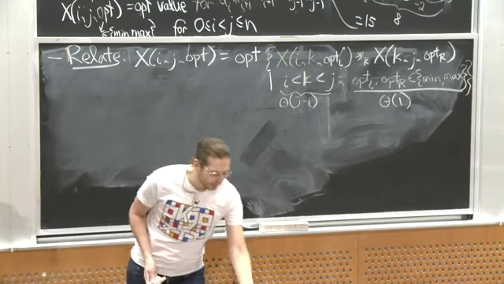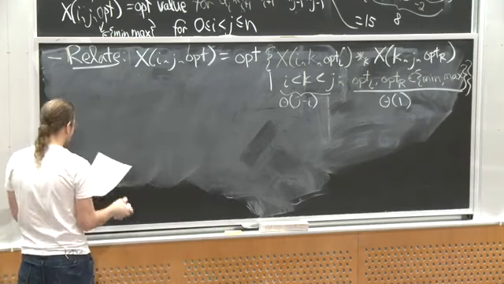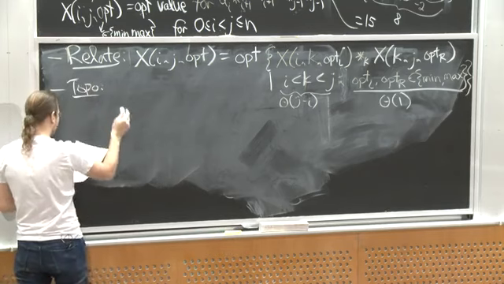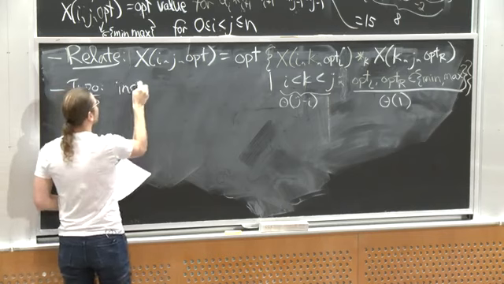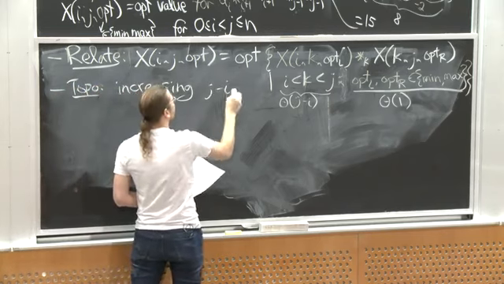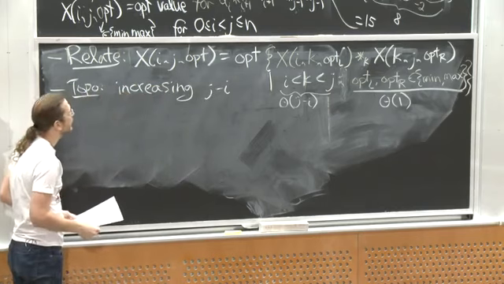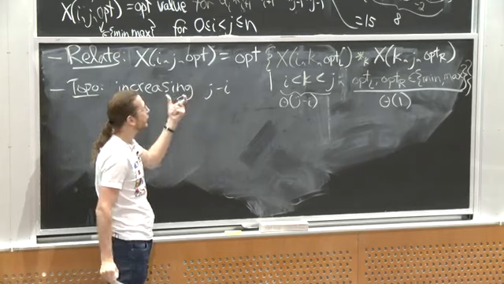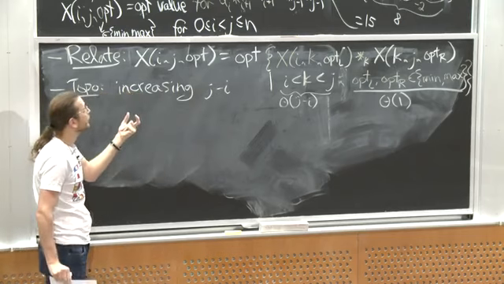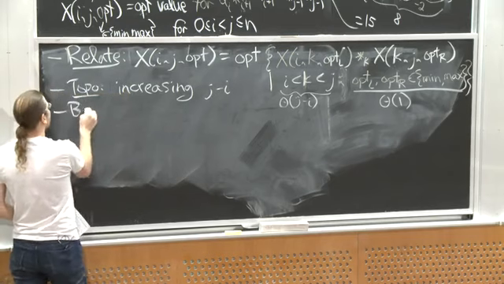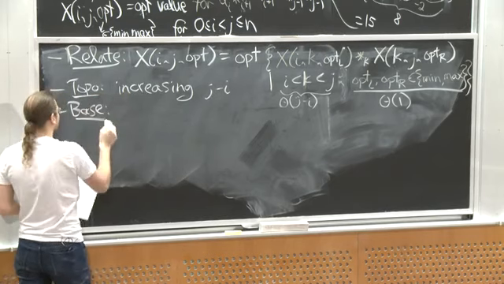Now, it needs a base case. And we need to check that it's acyclic. But topological order is just increasing j minus i. This is the usual order for substring problems, because this is increasing length of the substring. So you start with very tiny substrings. Here we'll start with length 1 substrings, where you just have an a i there. So that's going to be our base case. And you grow up to the entire string.